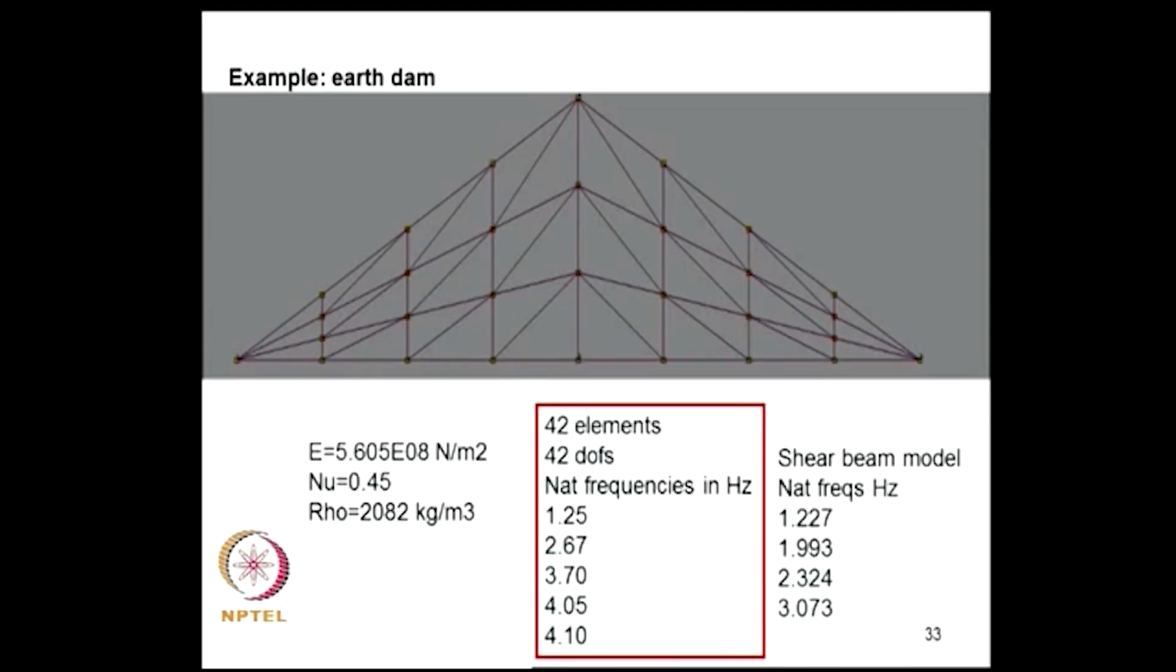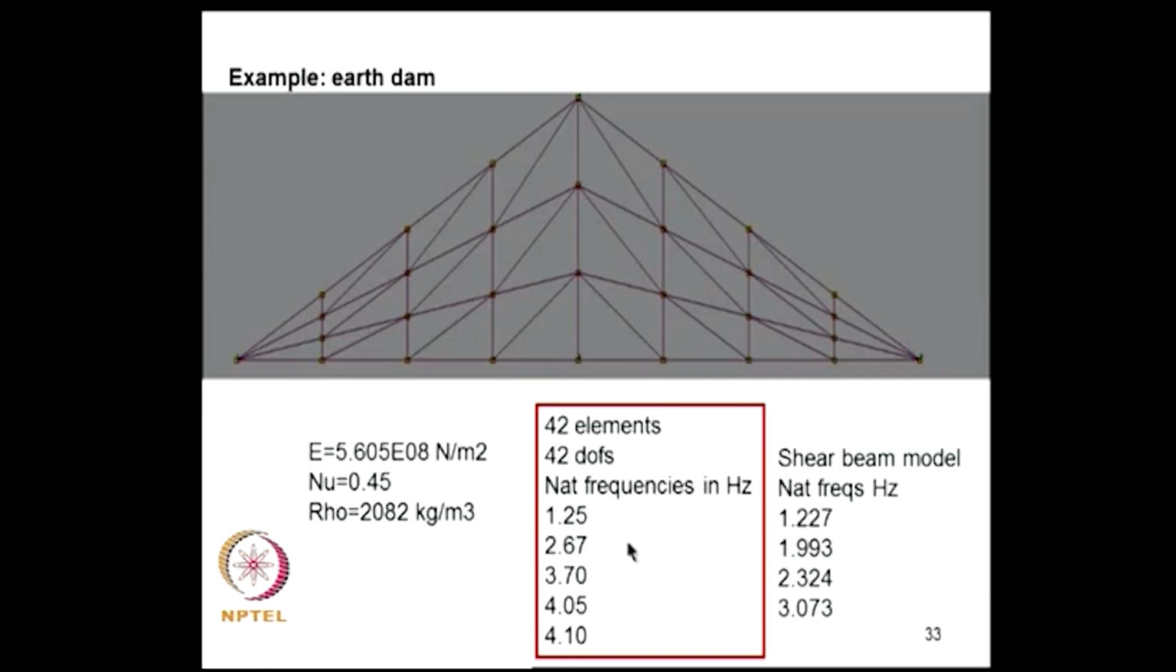Now, this earth dam problem, it was a triangular wedge modeled using plane strain approximation, and these were the properties: Poisson's ratio 0.45, this is the density, and this is the Young's modulus. With triangular elements, with 42 elements and 42 degrees of freedom, we got these natural frequencies. And if you use a shear beam model, and this is analytical estimate of the shear beam natural frequency, this is available in terms of Bessel's functions, then exact solution to this is available. So, based on that, these numbers have been computed.